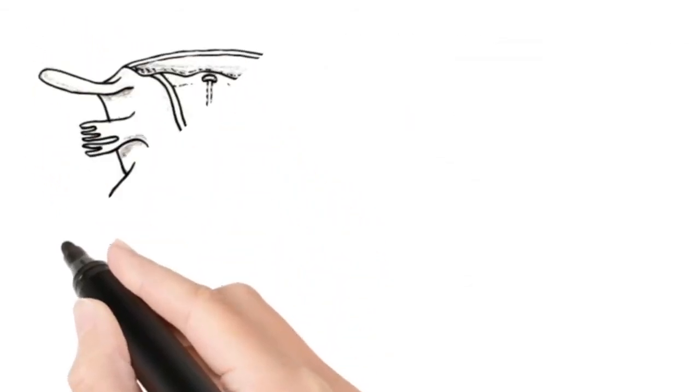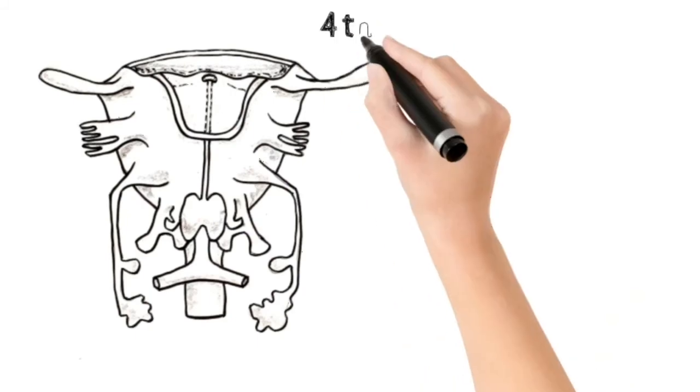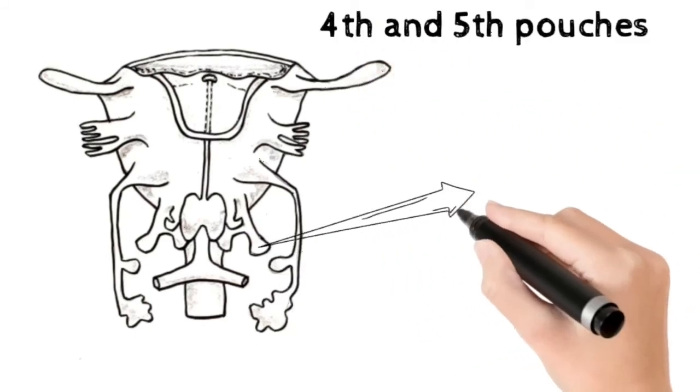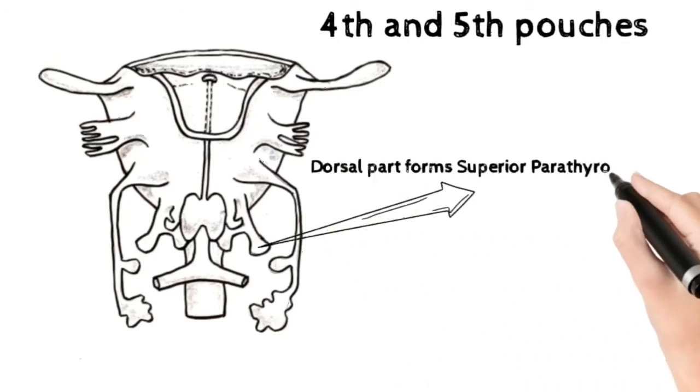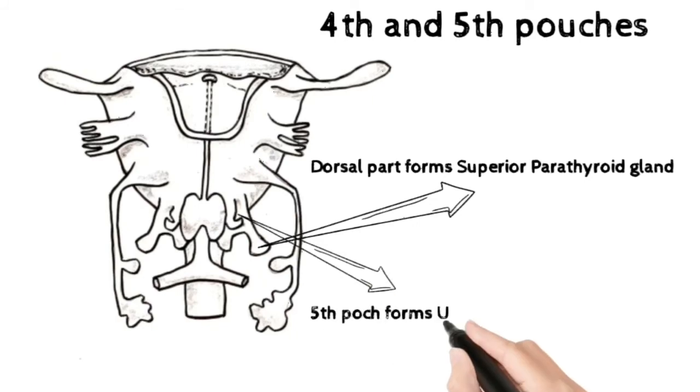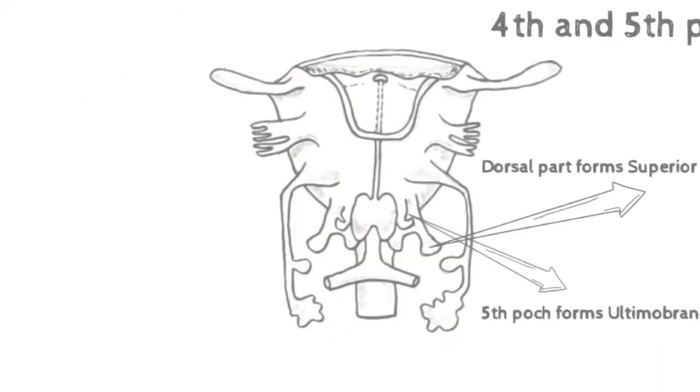Derivatives of the fourth and fifth pharyngeal pouches. The ventral aspect of the fourth pharyngeal pouch forms the superior parathyroid gland, but the fifth pharyngeal pouch, which is rudimentary, forms the ultimobranchial body.